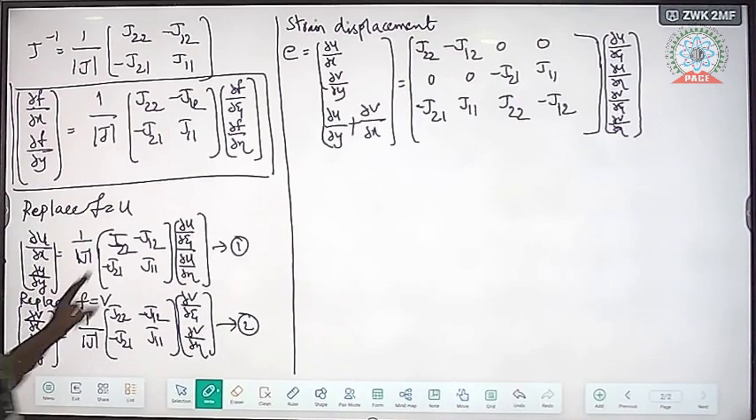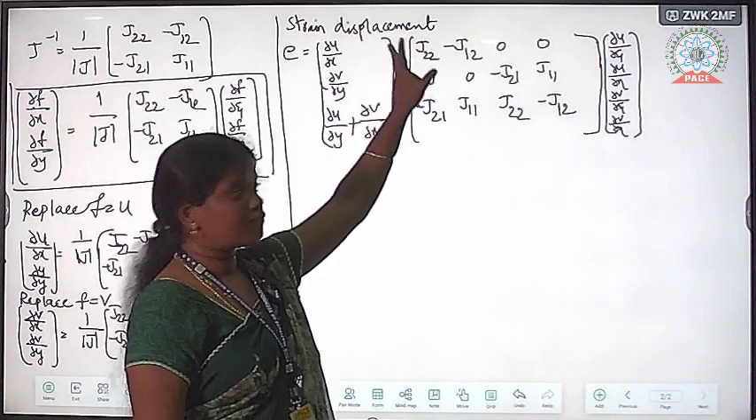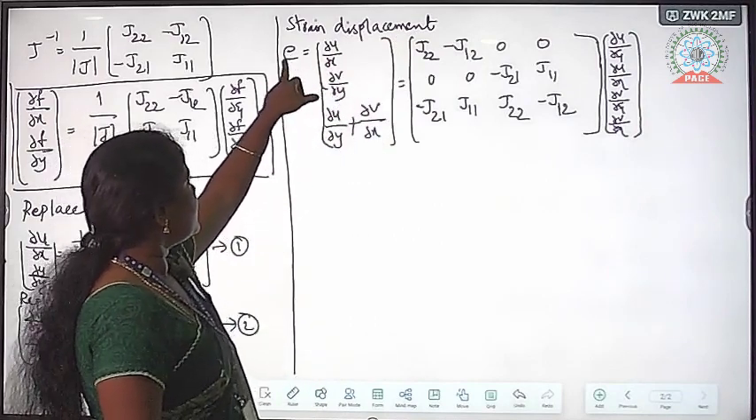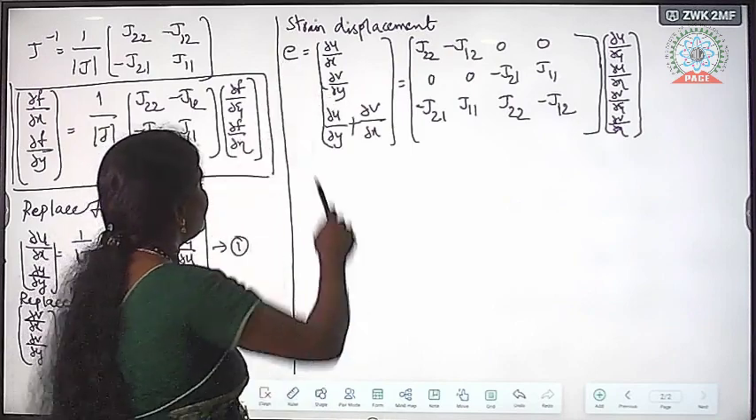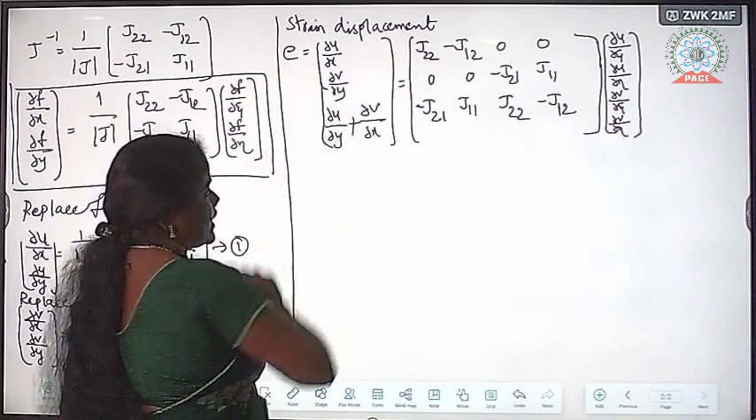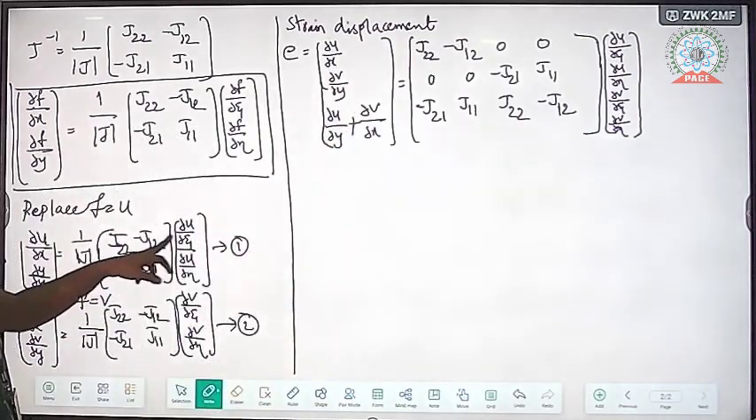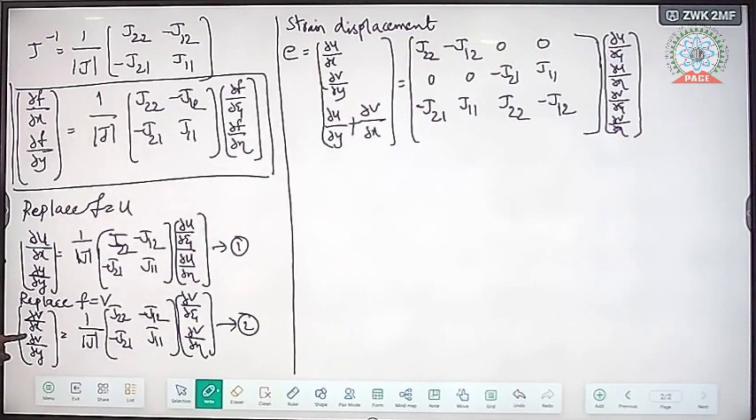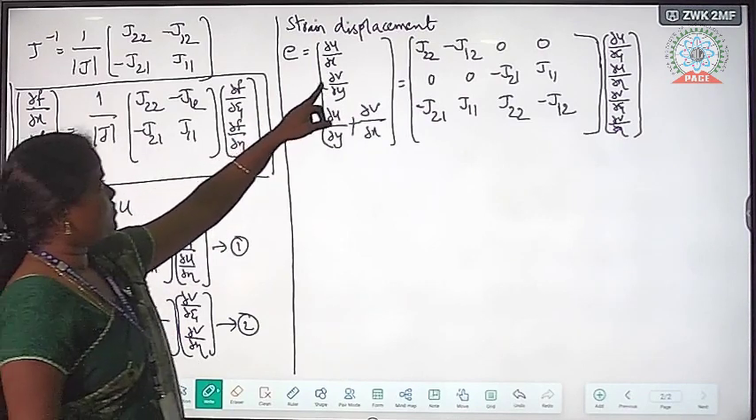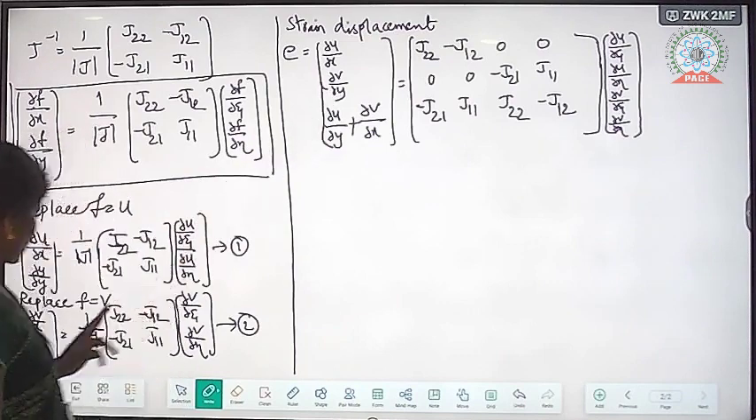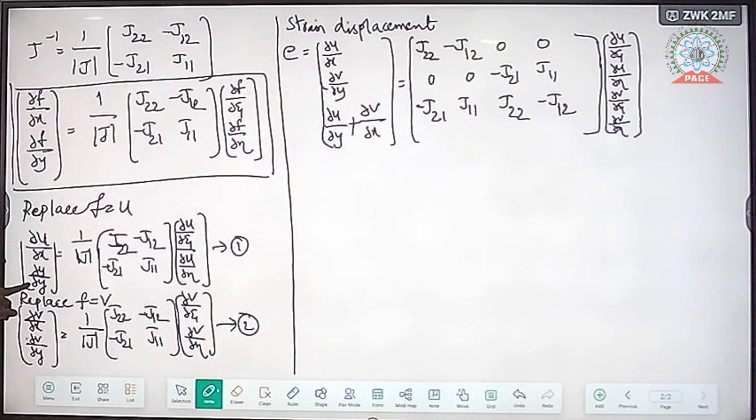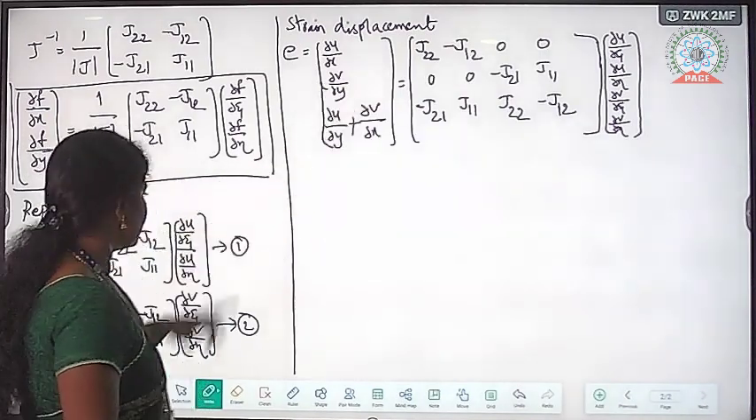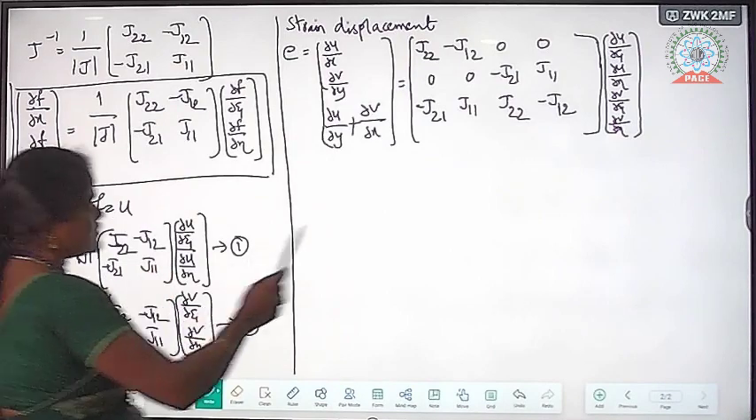Write these two equations in strain displacement equation form. Strain displacement equation form means it has the E. E is denoted by strain, having x, y and z axis. In the x axis we take dou U by dou x. The y axis is dou V by dou y. The z axis means a combination of both, so dou U by dou y plus dou V by dou x. So this is a matrix.